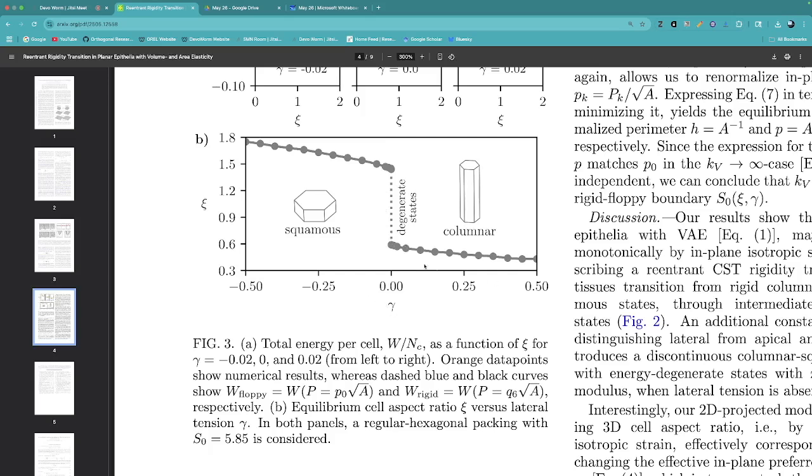and then you get, for positive values of gamma, I believe this is the columnar state. So we reach a 0 value for gamma. We go from negative gamma to positive gamma. There are these degenerate states right around this phase transition, and this is a transition from squamous to columnar. And so that's what they're getting at there.